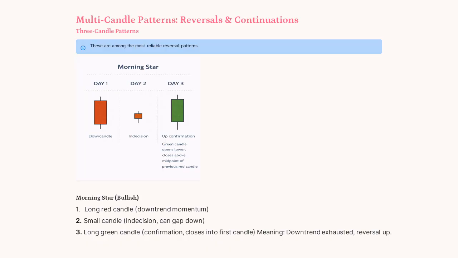Candle 3 is a long green candle that closes at least halfway into the first candle's body and ideally closes above the midpoint.